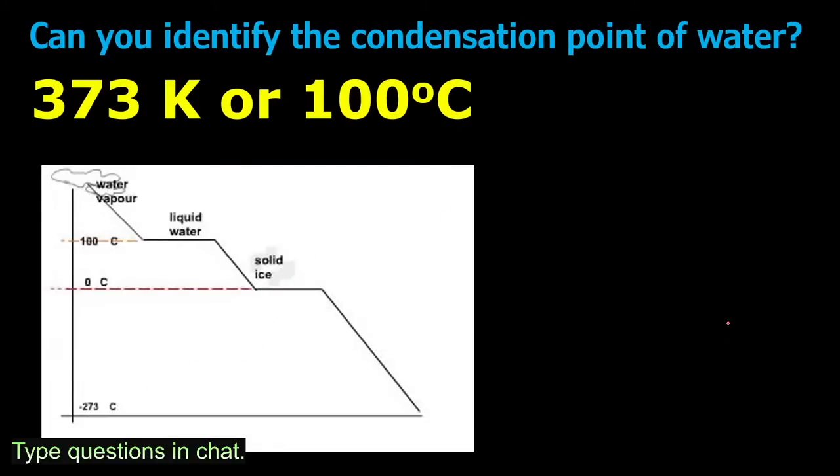And the boiling point of water, literally the same exact thing. Oops, there's a typo here. This is 373 Kelvin or 100 degrees Celsius. Okay, so 373 or 100 degrees Celsius. It is the same as the condensation point. So this one right here. Boiling point and condensation point are going to be the same.